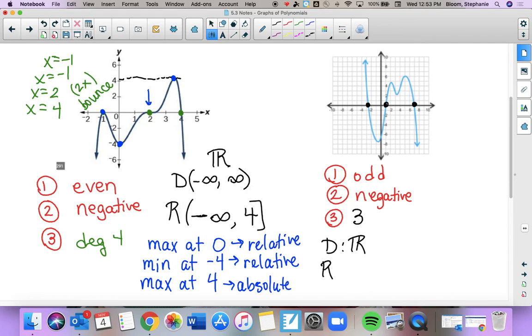Range. So here's what you need to look at. If your graph is going in both directions, is there any limit to my range? No. It can go forever up in the positives and forever up in the negatives. So what does that make range? All real, or negative infinity to positive infinity. Same thing.